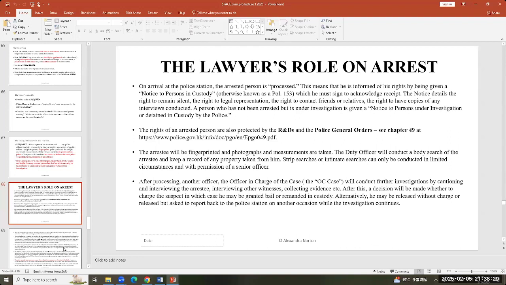Once they've been processed, then at some point the OC case, who's the officer in charge of the case, will want to question them. Now, ideally, you would like to have been instructed as their lawyer before that questioning takes place, so that any questioning that's done, if they consent to it, is done in your presence, and you could advise them whether to answer questions or not. But at some point, the police have got to make a decision whether they're going to give the person they've arrested bail or whether they're going to keep them in custody until they are brought before a magistrate.